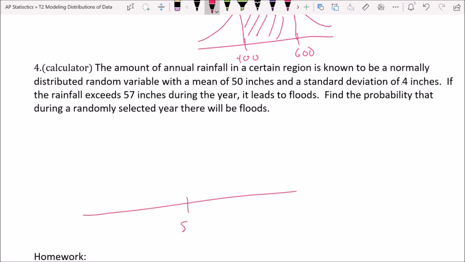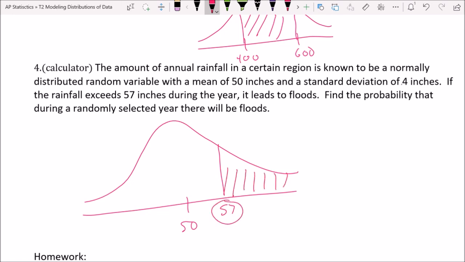So the mean is 50. Draw something bell-shaped in there. It doesn't have to be exact, doesn't really even have to be close, but it has to be good enough. And exceeds 57. That means more than 57. All right, so we're finding this right here. So now that we have that picture, we know the mean and standard deviation, we're ready to go to the calculator.